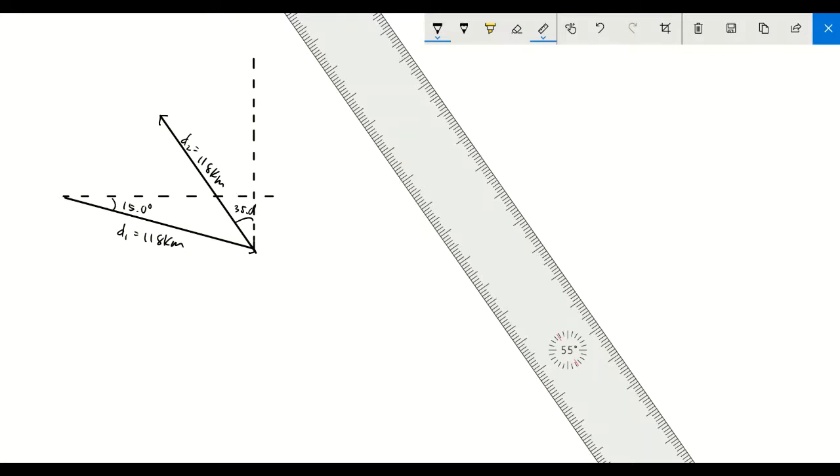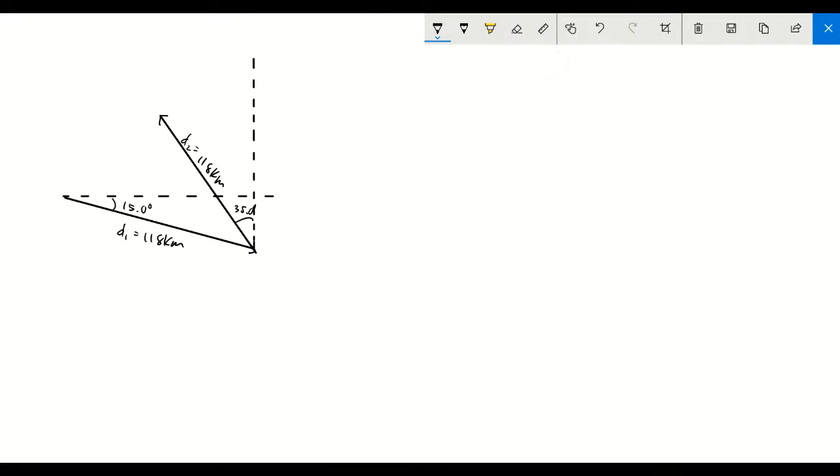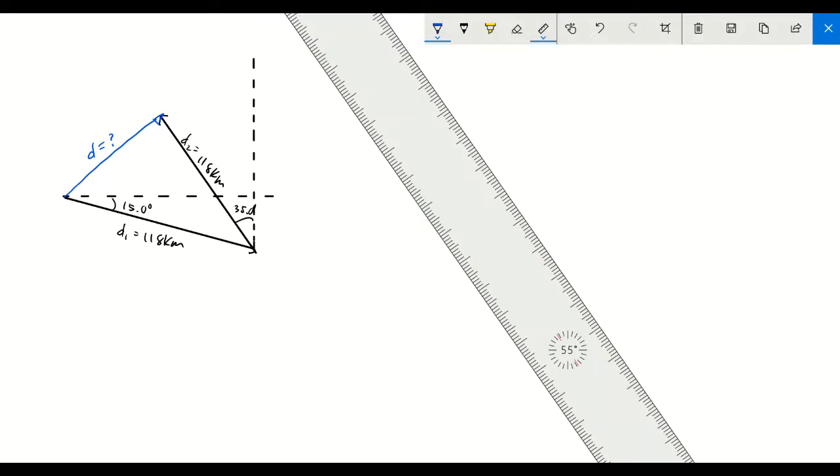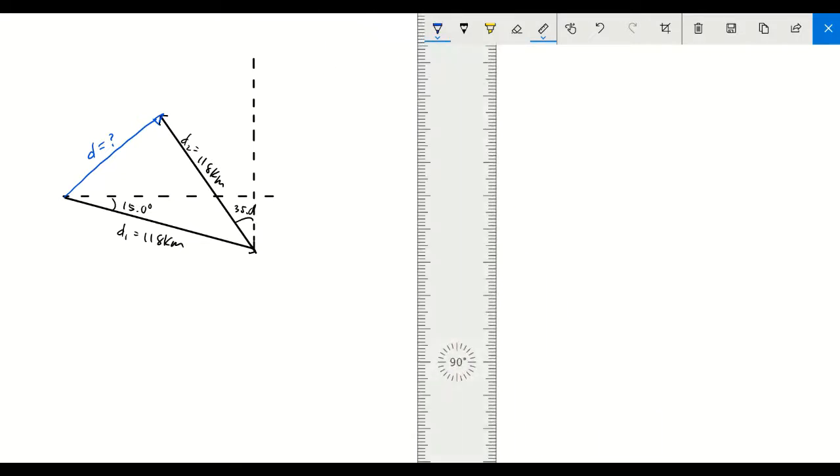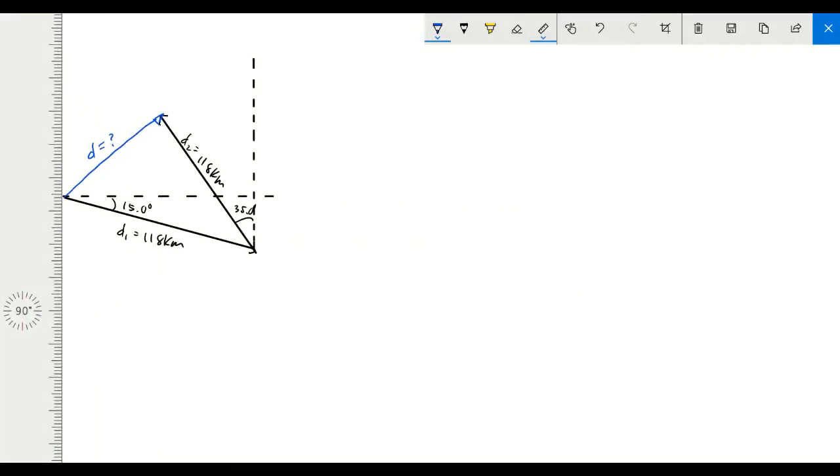Okay, so then, and I'm not going to use the ruler anymore, where is the resultant for this? So let's pick a different color. So the resultant is right here. So this is what we're trying to find, this displacement. And I lied, I am going to use that ruler one more time, because now what I want to do is draw in our x and our y axis for this.